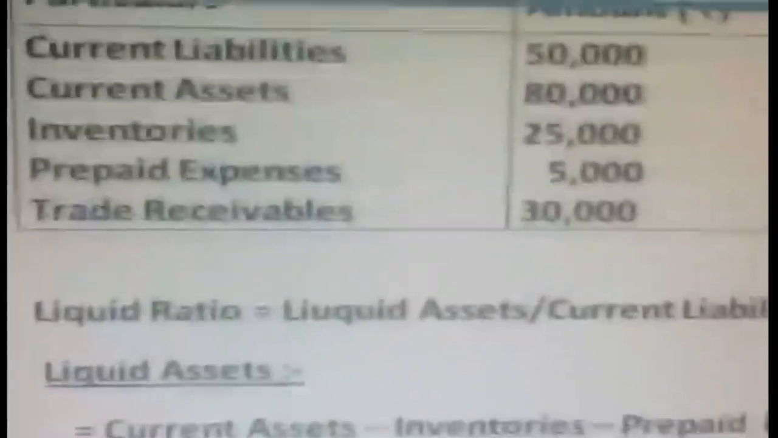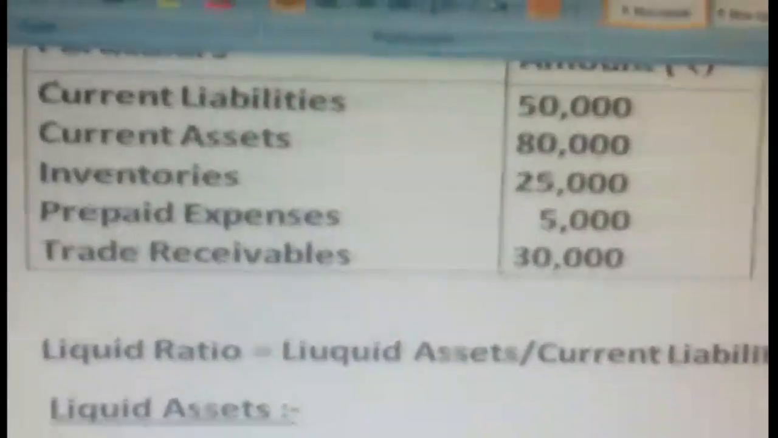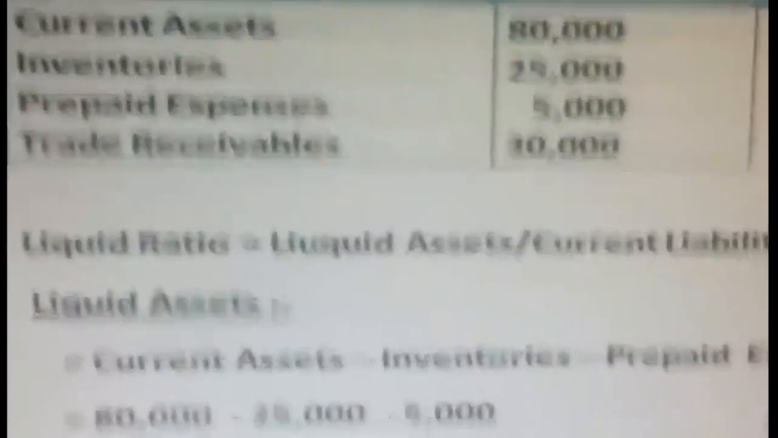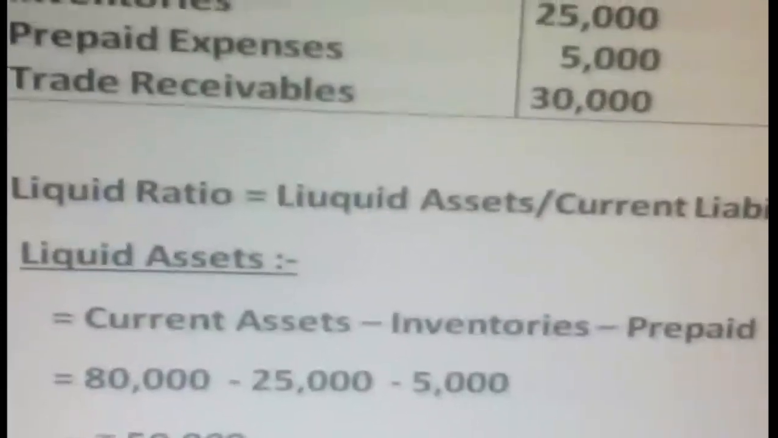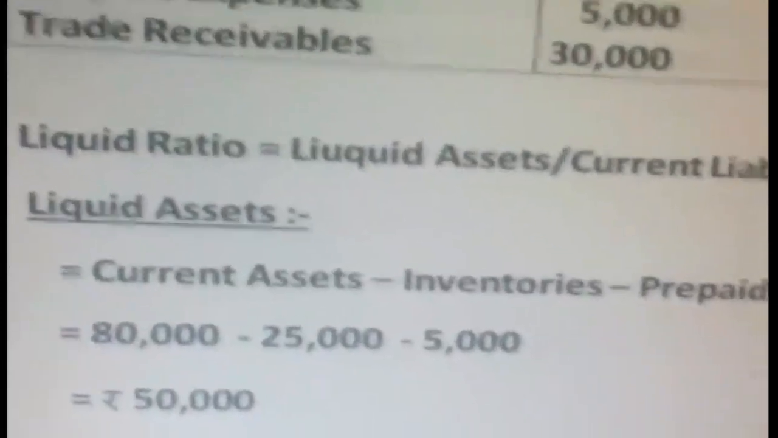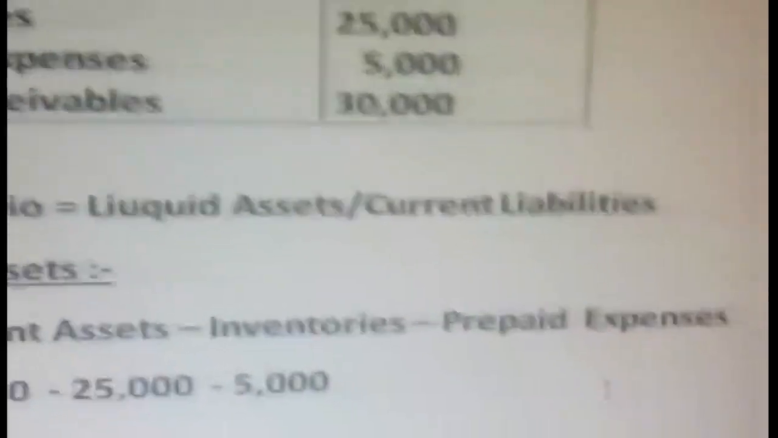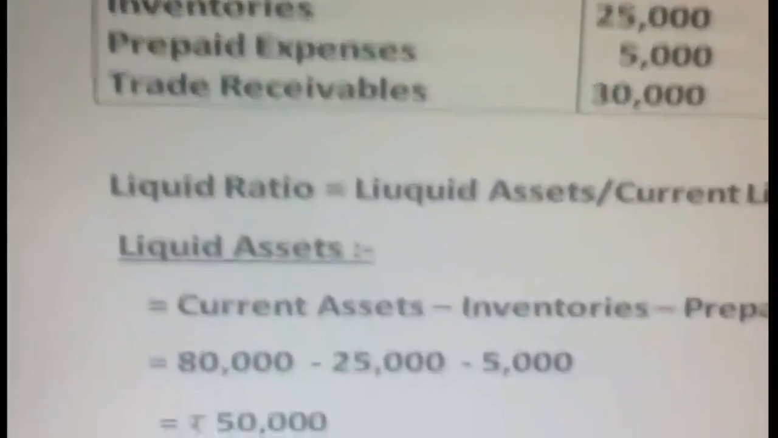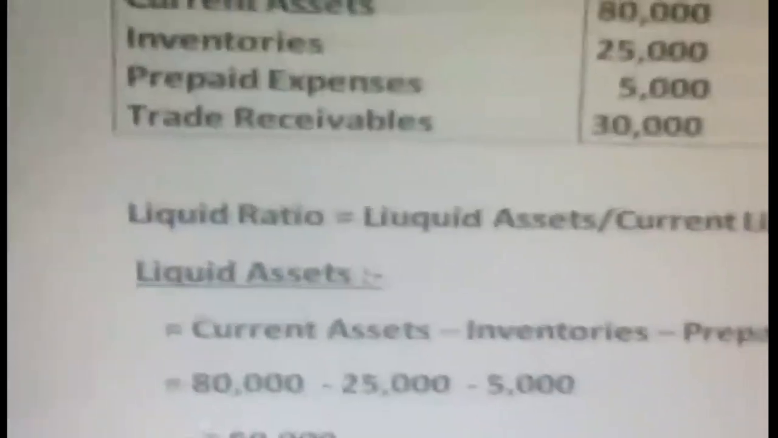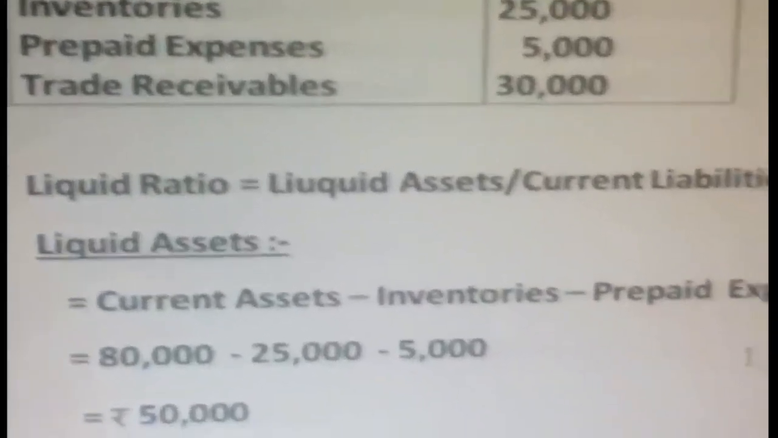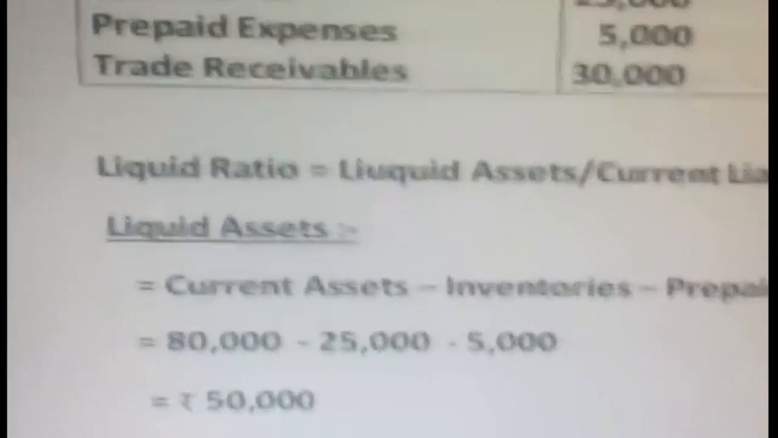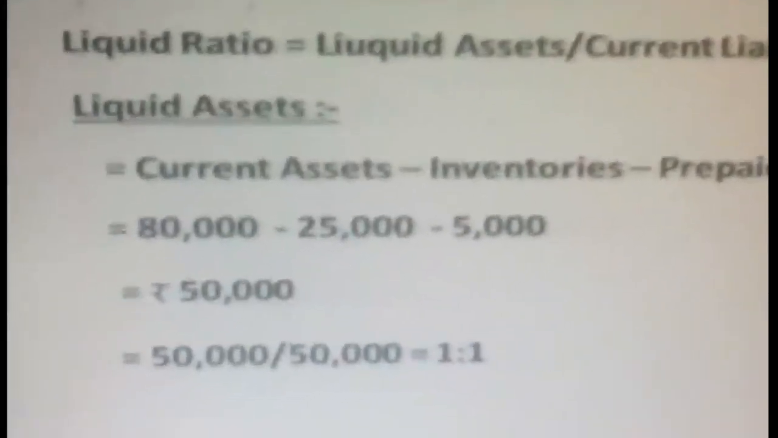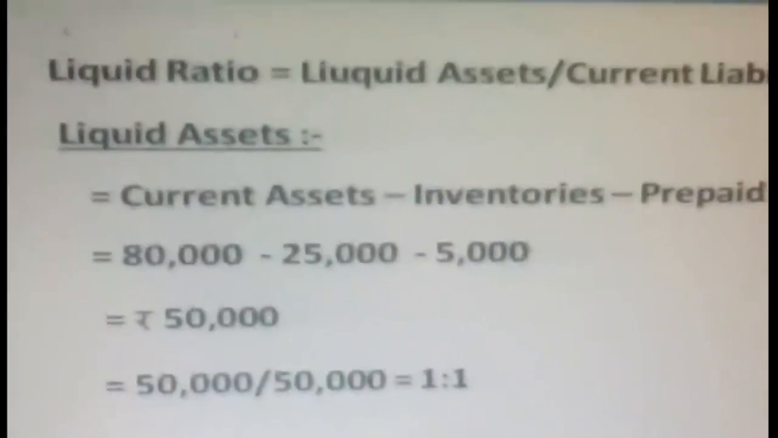As I said, always mention the formula here: liquid ratio equals liquid assets divided by current liabilities. Now, how to find liquid assets? As we know, current assets minus inventories minus prepaid expenses gives liquid assets. Current assets are 80,000; deduct inventories 25,000 and prepaid expenses 5,000. So 80,000 minus 25,000 minus 5,000 gives 50,000. That is our quick assets or liquid assets.